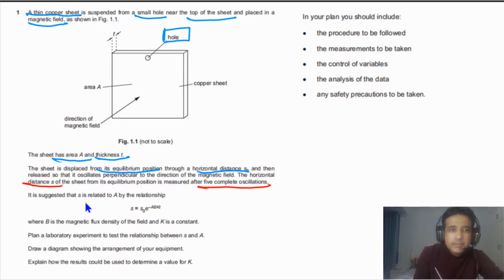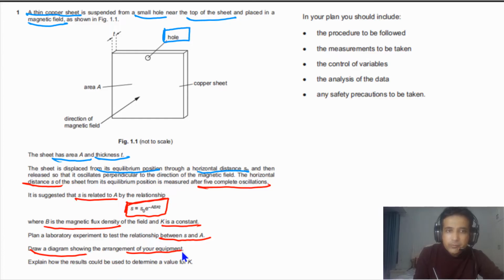It is suggested that S is related to A by the relationship. This equation is very important, so you have to underline it. It is also given that B is the magnetic flux density and K is a constant. We have to plan an experiment to test the relationship between S and A. Draw a diagram showing the arrangement of your equipment. Explain how the result could be used to determine a value for K.